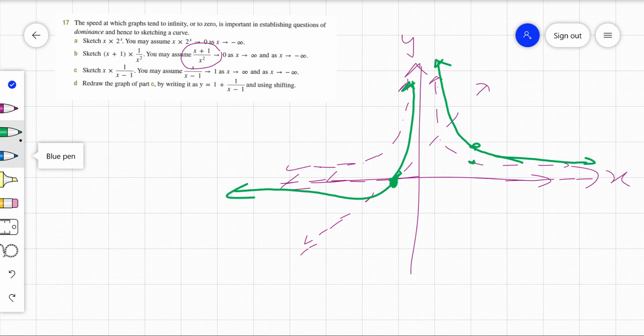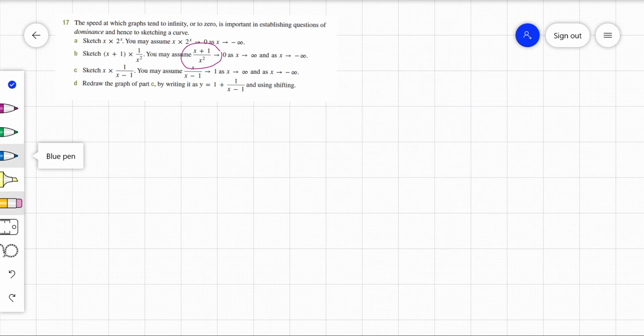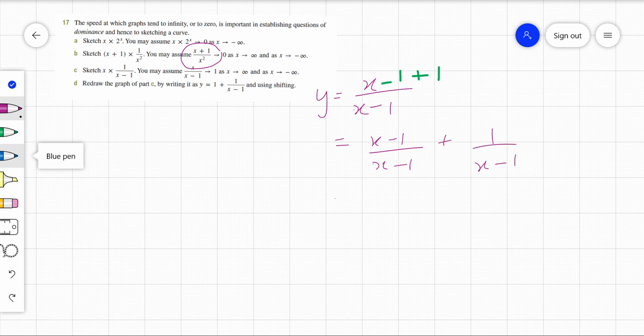Alright, now if you get one like C, it's much easier if you can see it just to do, so we've got x on x minus 1, and what you can do is go, well, that's the same as x minus 1 plus 1. So if I write that as two separate fractions, I have x minus 1 on x minus 1, and 1 on x minus 1. So that's the same as 1 plus 1 on x minus 1, which is nice and easy because we know it's this curve up 1.